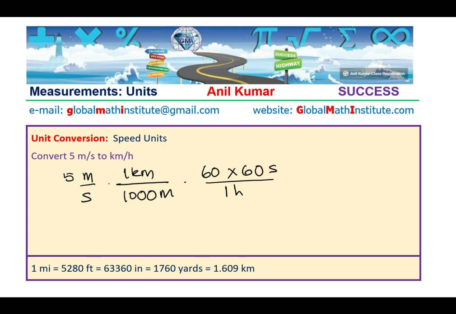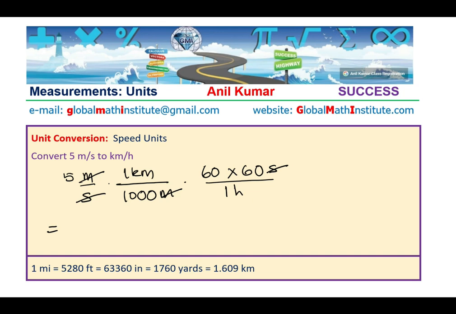So now we can use a calculator, figure this out, right? You see, meters and meters cancel, second and second cancel. You're left with kilometers per hour. Perfect. 60 times 60 times 5 divided by 1000. So 60 times 60 times 5 divided by 1000.